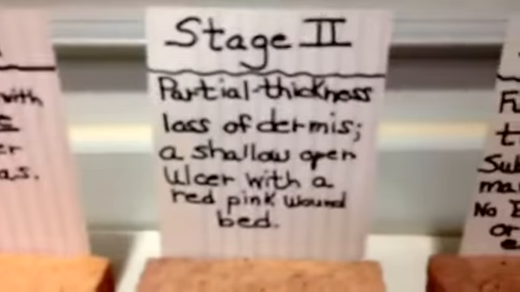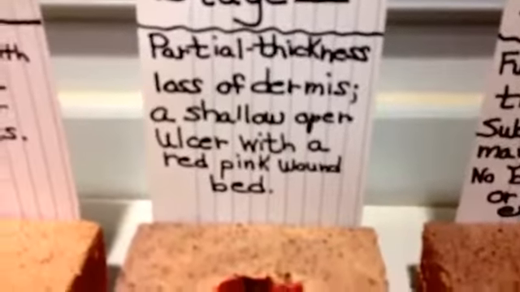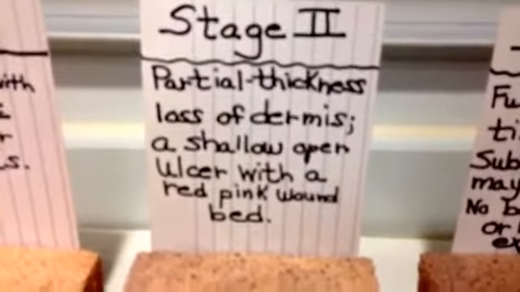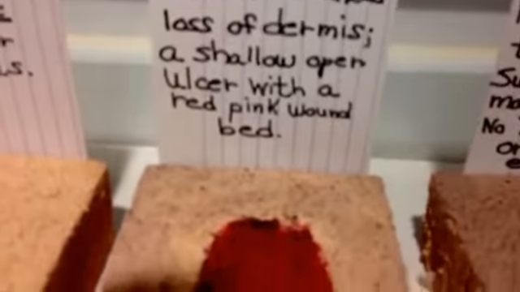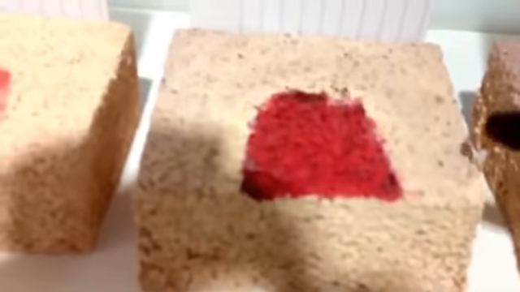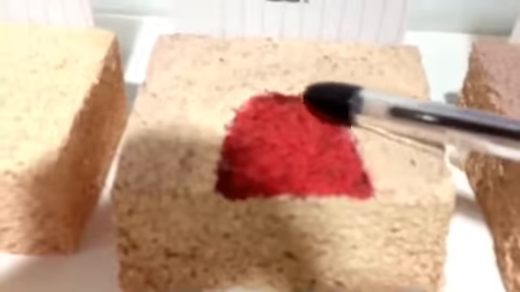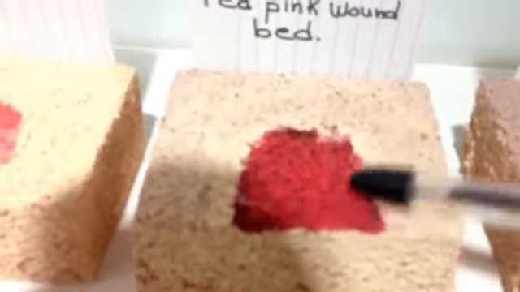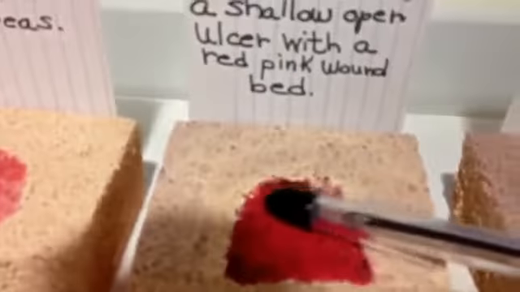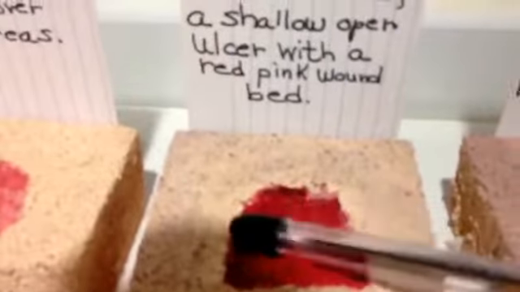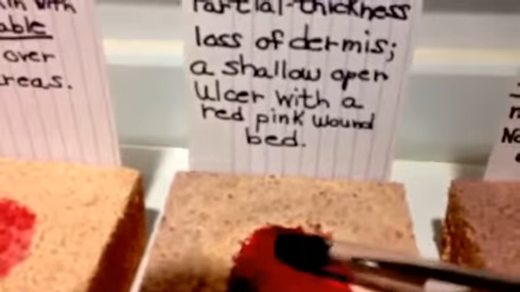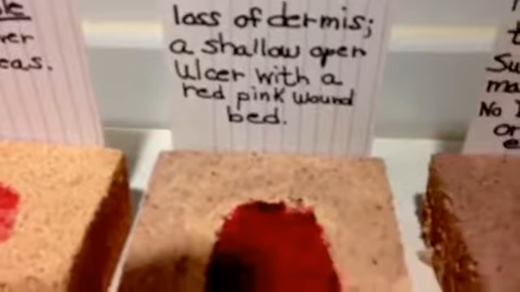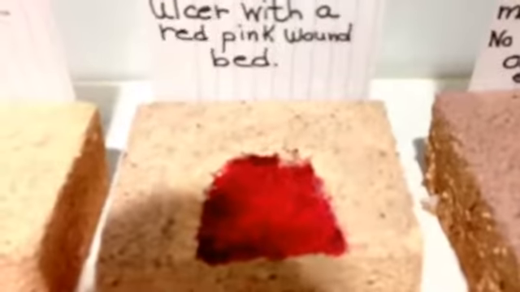Now let's go to stage 2. Stage 2 is known as partial thickness loss of the dermis, or a shallow open ulcer with a red-pink wound. So let's take a look at a stage 2 wound. As you can see here in the stage 2 wound, there's a partial thickness of the wound exposed, and you can see it's like an open ulcer. All right, so that is a stage 2. The dermis is already being lost in stage 2. That is the key characteristic.